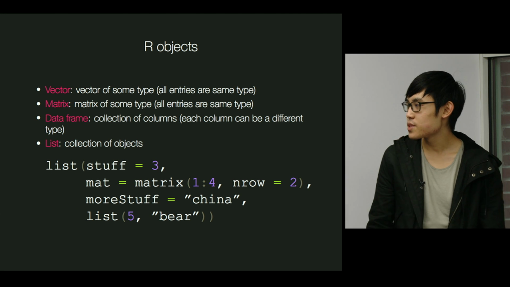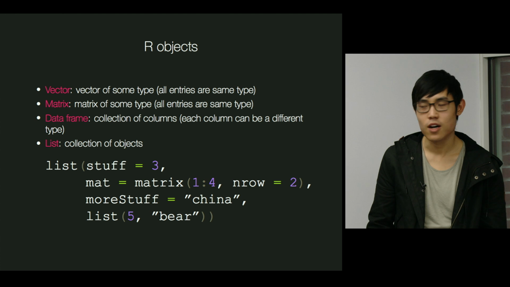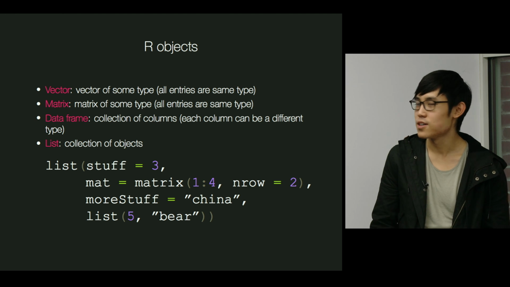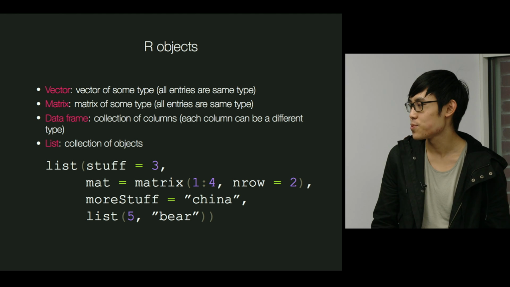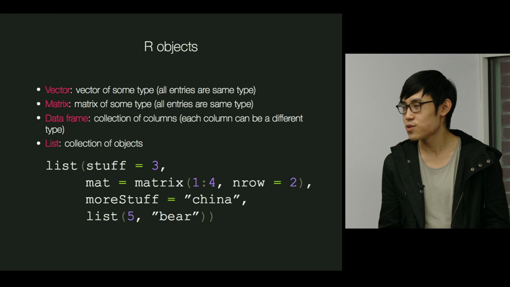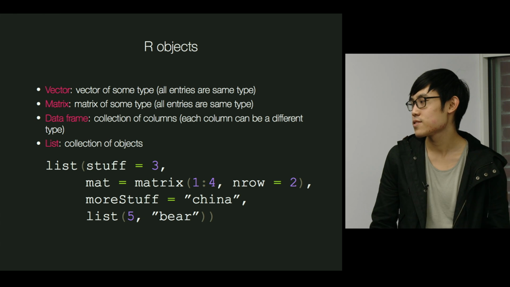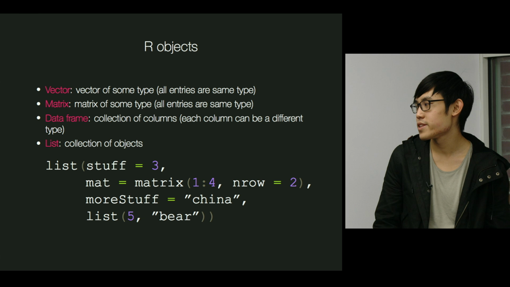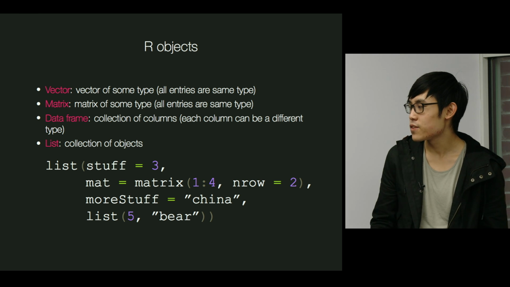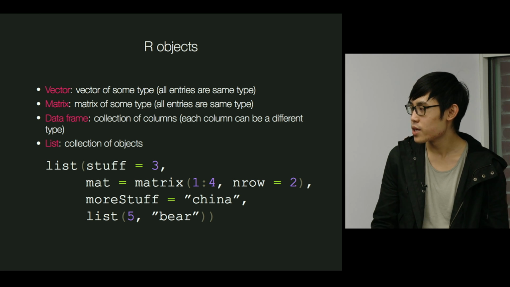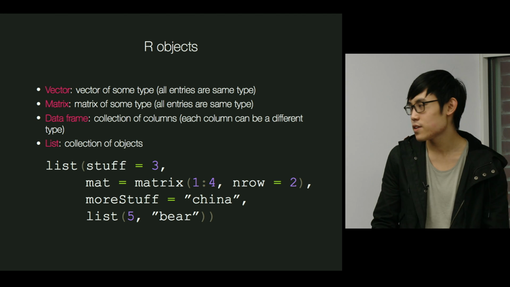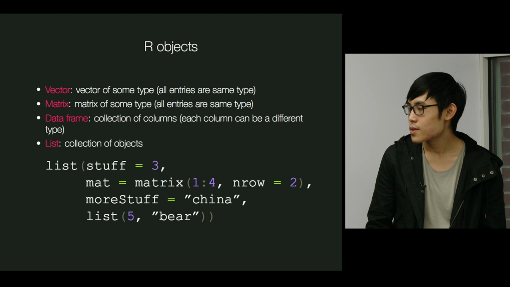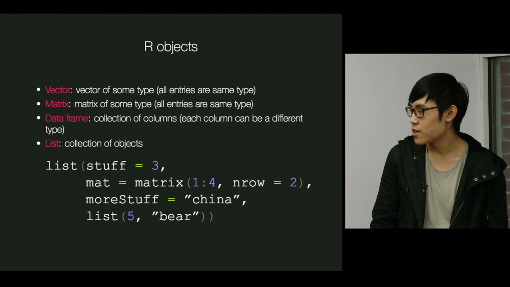Finally, these are essentially just the 4 essential objects in R. A list will just collect any other objects you want, so it will store them into one variable that you can easily access. So here I'm taking a list. I'm saying stuff equals 3, so I'm going to have one element in the list called stuff, and it's going to have the value 3. I can also create a matrix.